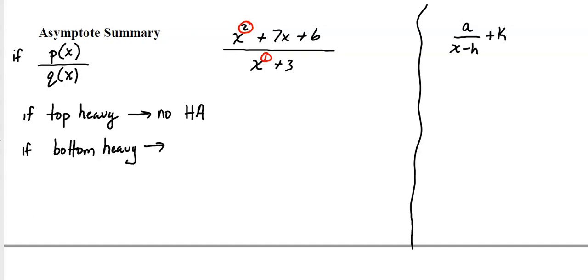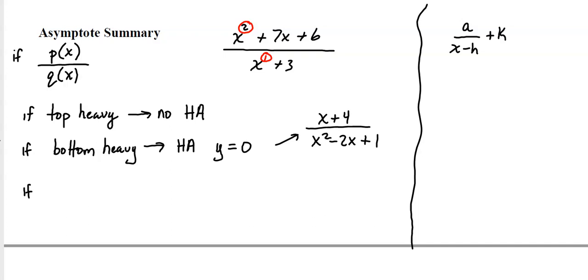all right? If you are bottom heavy, then your horizontal asymptote is going to be at y equals 0. So an example of this situation would be if I have something like x plus 4 over x squared minus 2x plus 1. I am going to have an asymptote, but it's going to be at y equals 0. It's going to be interesting, though. It's a different type of asymptote, but just keep that in mind. This will be something you want to put on your cheat sheet.